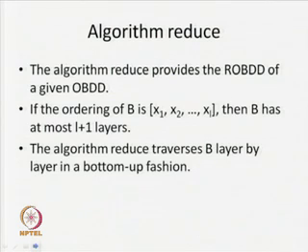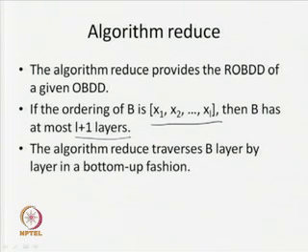If we have an ordering of some variables, say x1 to xl, that means we have L variables, then we can have at most L plus 1 layers in our BDD. So, we are going to have L plus 1 layers at most, but in some cases, in some parts it may be less, because the function may be independent of a particular variable. The algorithm reduce will traverse that binary decision diagram B, layer by layer in a bottom up fashion.